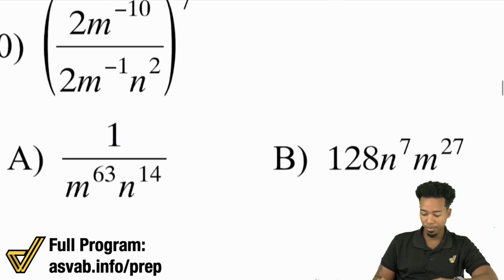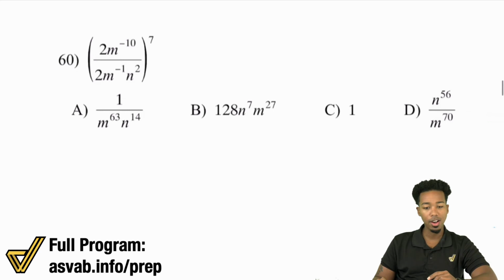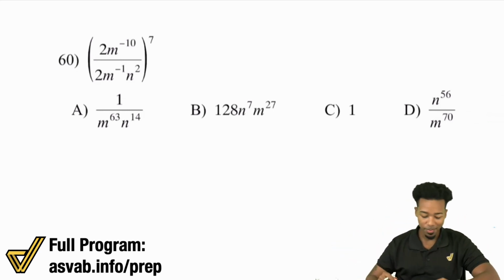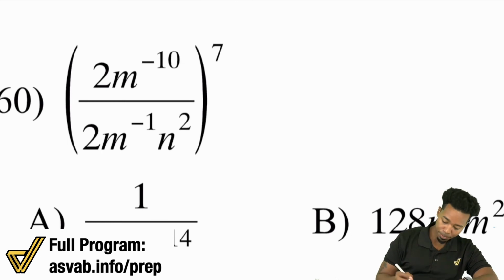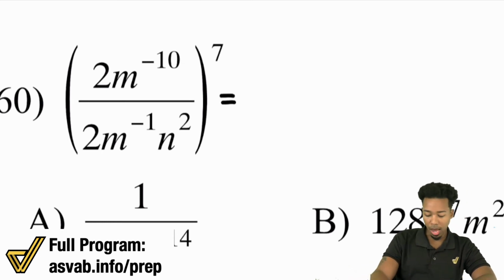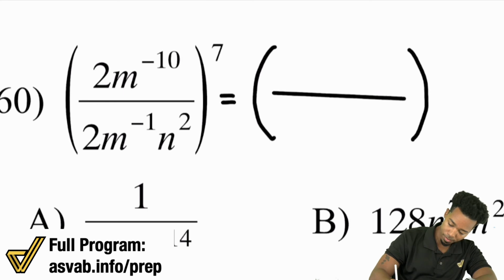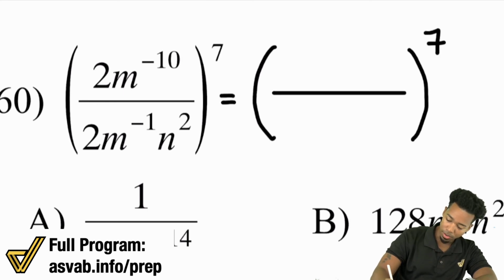Okay, let's try 60. I'll let you take a quick little pause to go ahead and look at the answer choices. And let's go. So here we go. Number 60. Over here, honestly, again, just take care of the inside of the parentheses. So I'm going to go ahead and just keep that grouping there. And then we have to the power of 7.